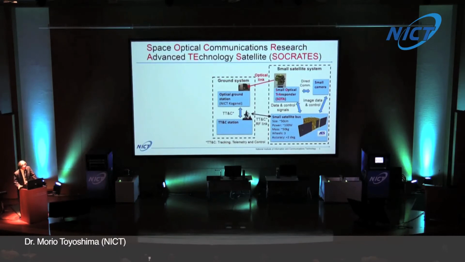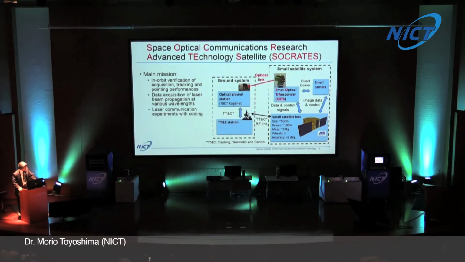This project is called the SOCRATES project, which is the same name as the satellite. The main missions are the following. The first is in-orbit verification of acquisition, tracking, and pointing performance. The second is data acquisition of laser beam propagation at various wavelengths. The third is laser communication experiments with error correcting codes. We categorize these items as full success level.